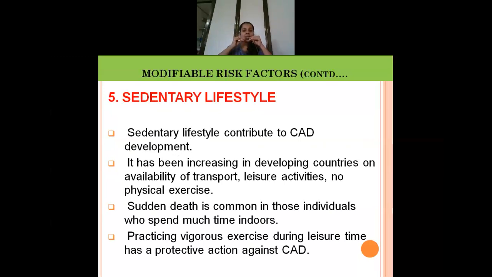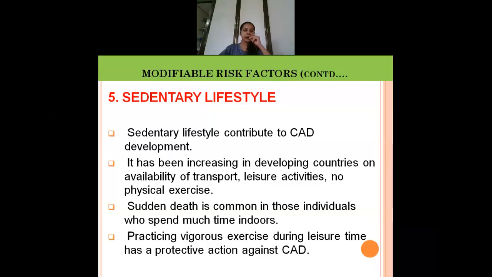Next is sedentary lifestyle. We know what is sedentary lifestyle, that is lack of physical activity. When there is lack of physical activity, most of the time there is increased incidence of coronary artery disease. Okay, so what we can do is we have to practice physical activity. Good exercises are very much important. It could be brisk walking, cycling, swimming, all that can be performed.